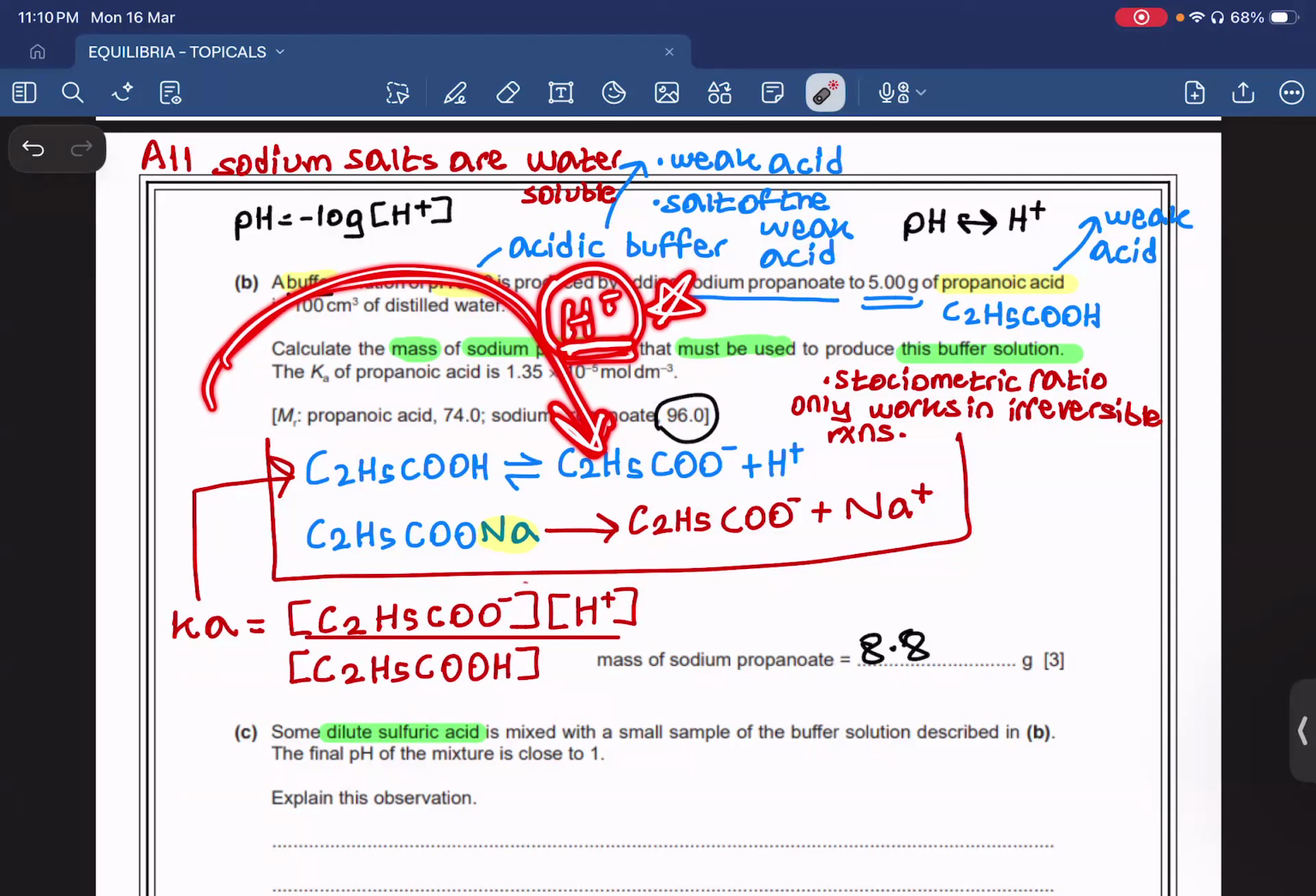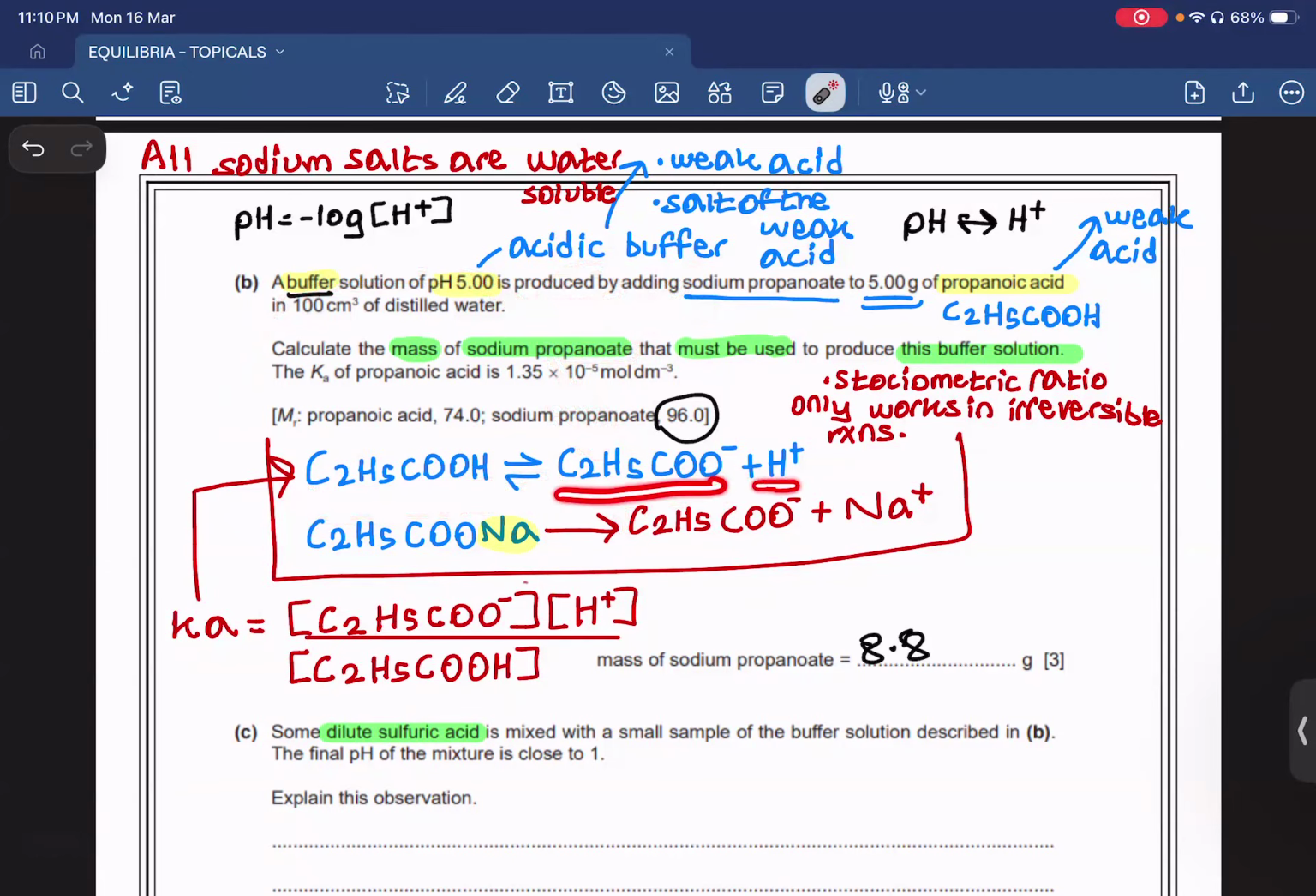Now, this solution has two parts, the acidic part and the basic part. What is the basic part? This ion right here. Because remember, it can always react with the H plus ions to go backwards. Meaning it's a base, right? What is a base? Anything that can accept H plus ions. Isn't this accepting the H plus ions in the backward reaction? It is. And look at this. This is donating the H plus ions in the forward reaction. So this is the acidic part. This is the basic part.